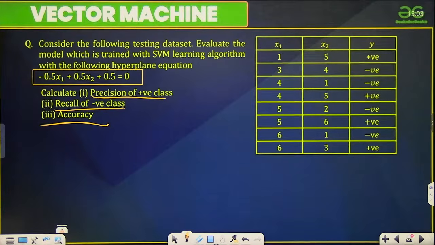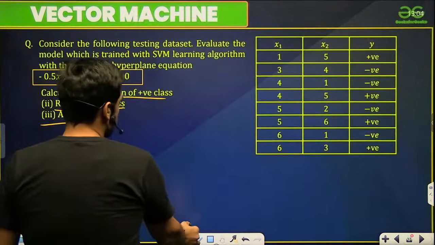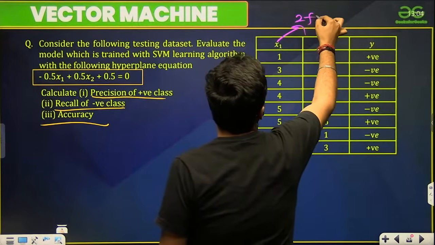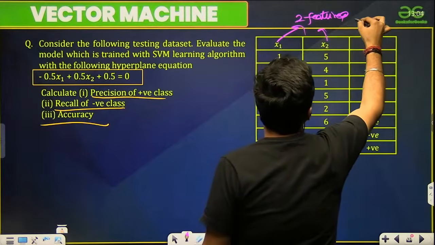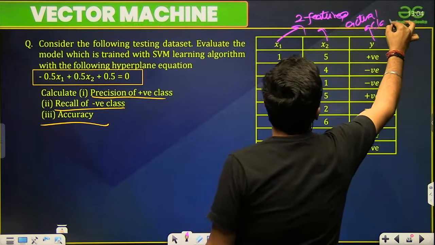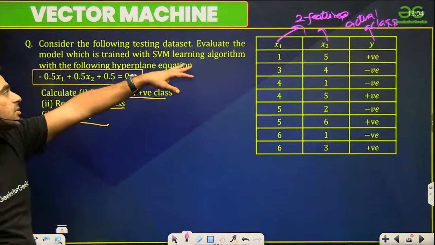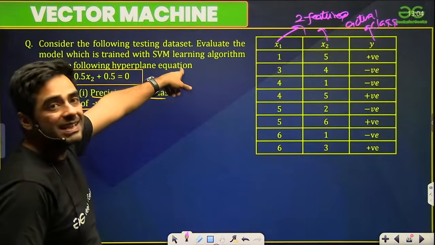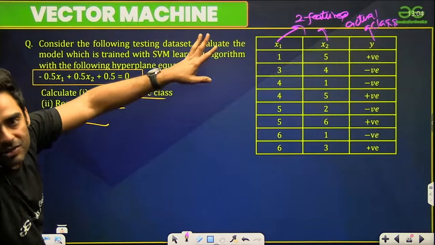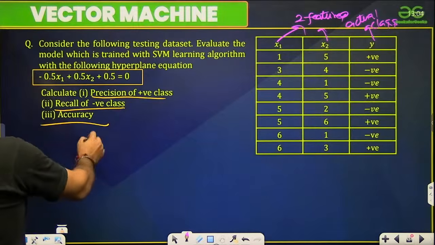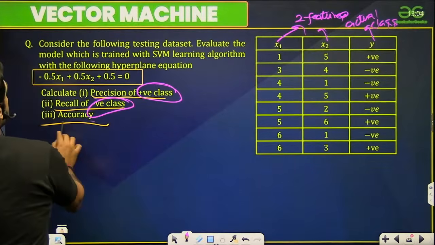So you see, here the concept of the support vector machine along with the evaluation matrix is given. We have two predictors here, two features, and this is the actual class. Now he is saying that this model is trained with the SVM learning algorithm. He says to calculate the precision of the positive class, recall of negative, and accuracy.